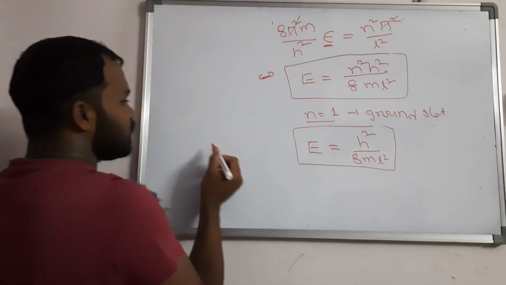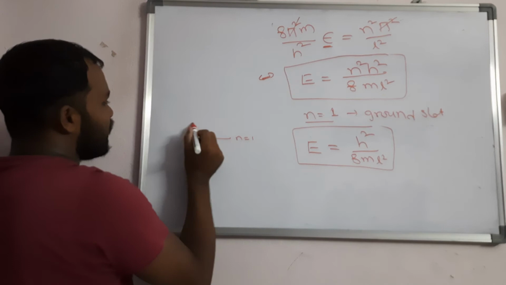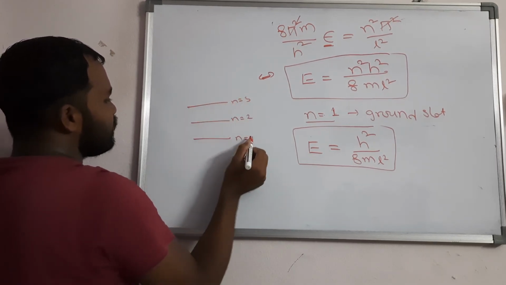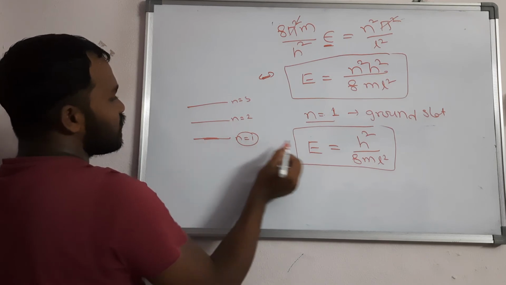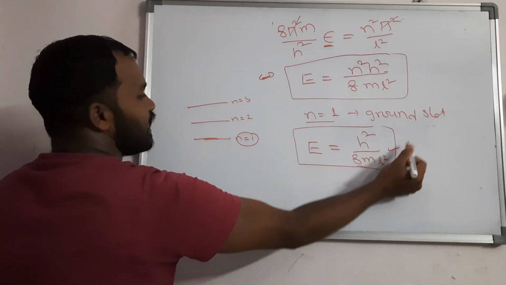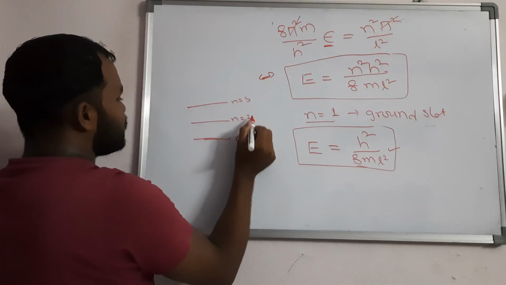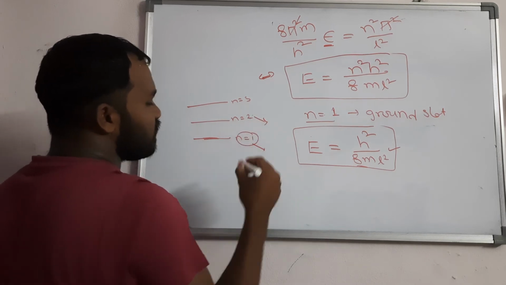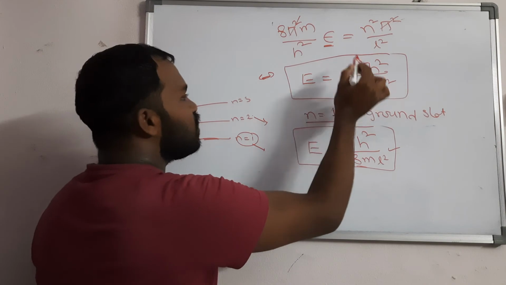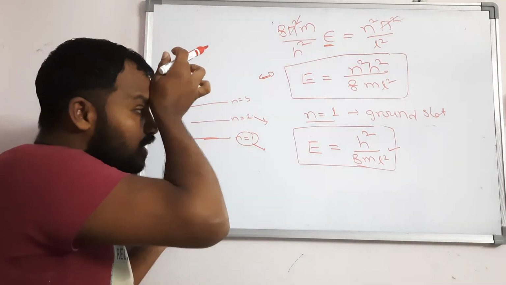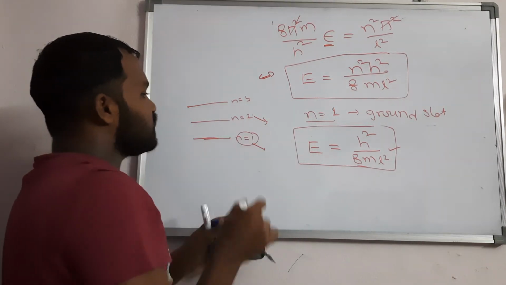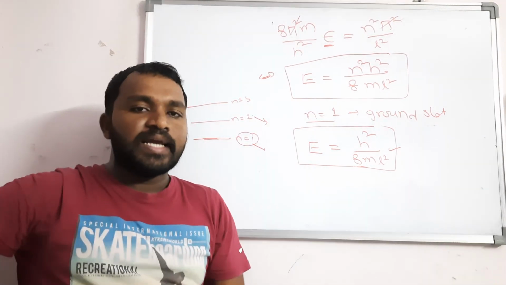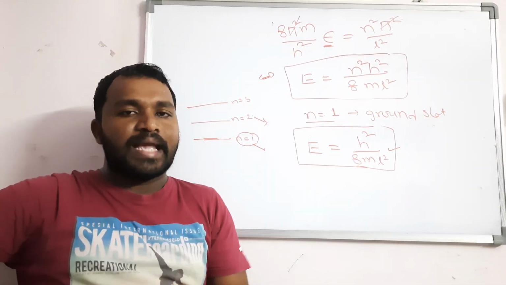So you should write n is equal to 1, n is equal to 2, n is equal to 3. If n is equal to 1, it means ground state, which is h² by 8mL². This is the ground state, and n is equal to 2 is the first excited state. If they ask, the first excited state is 4h² by 8mL². This is about energy for a 1D box. Very, very important, you should learn this by heart: E is equal to n²h² by 8mL².